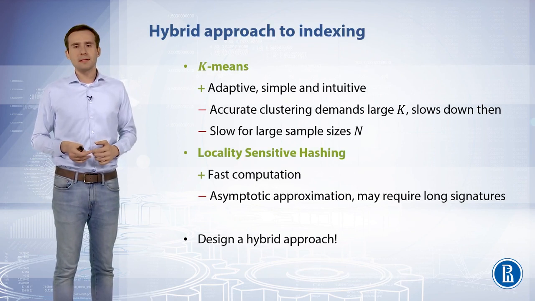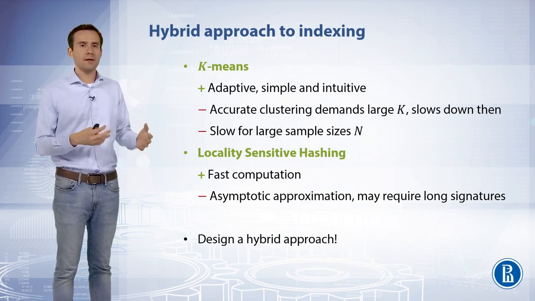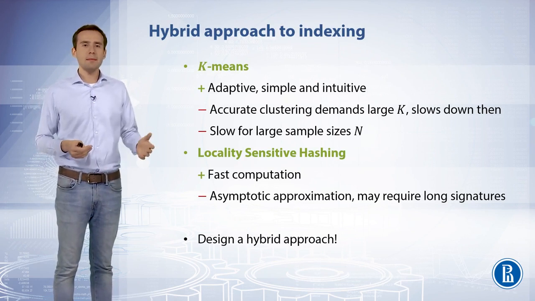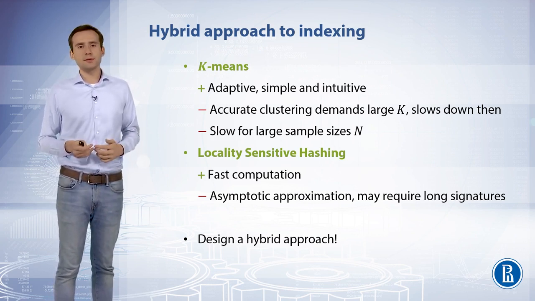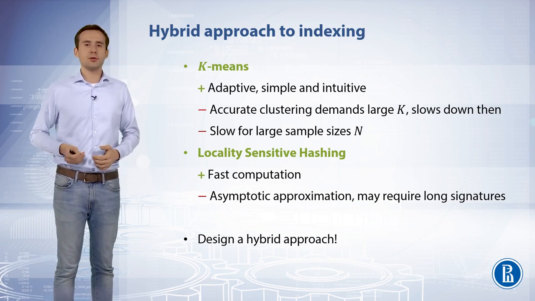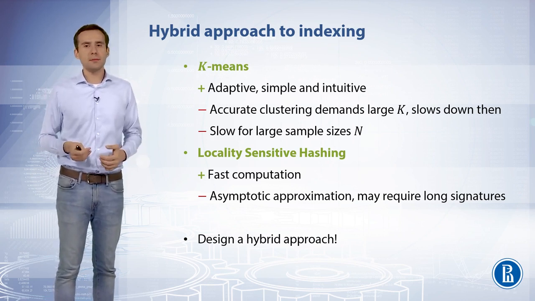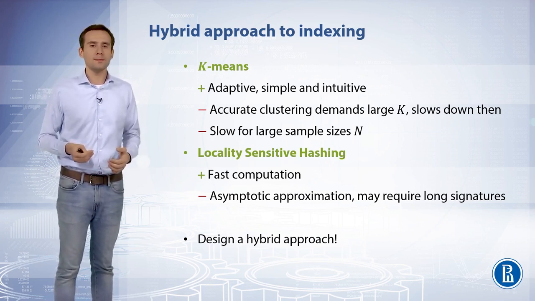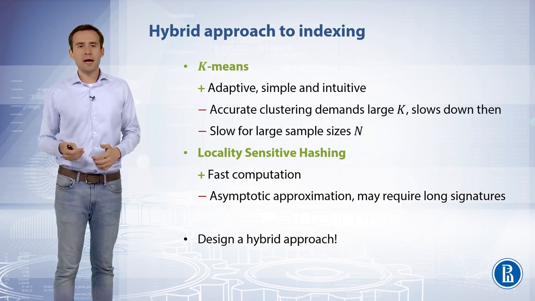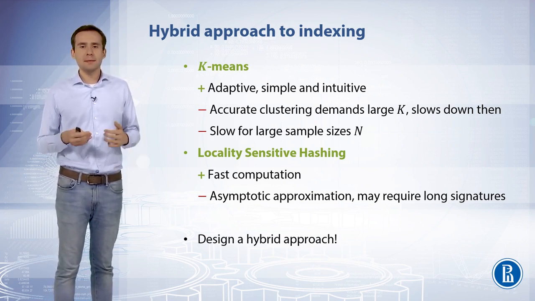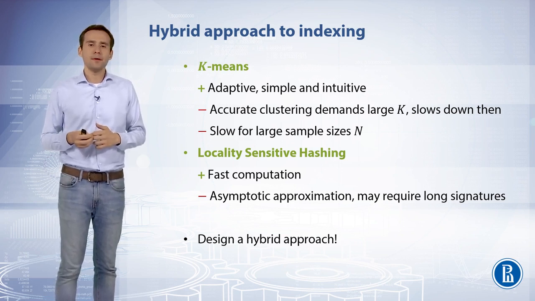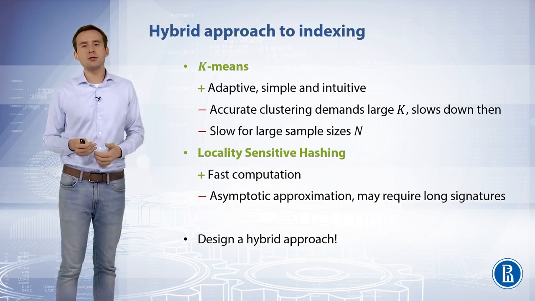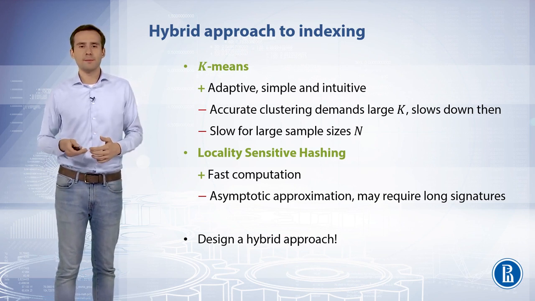K-means and locality-sensitive hashing both have their strong and weak points. K-means, while being an adaptive approach, well suited for clustering, suffers from performance issues that effectively limit the number of clusters one may want to compute. For LSH to achieve the accuracy provided by K-means, it must require too many bits of encoding. This is why K-means and LSH are used in addition to one another.